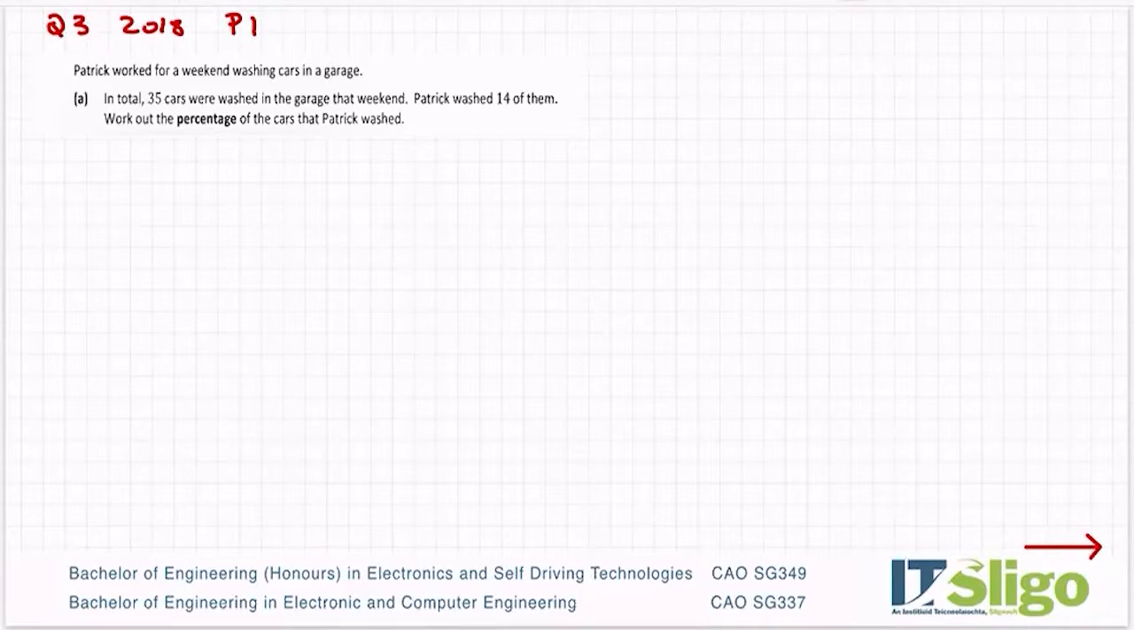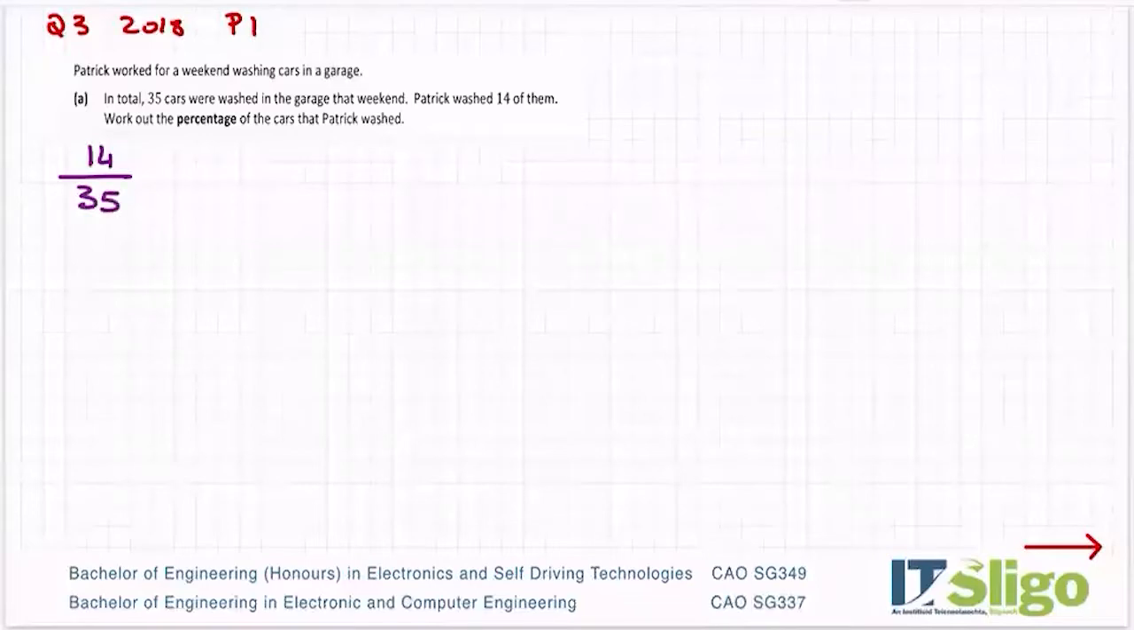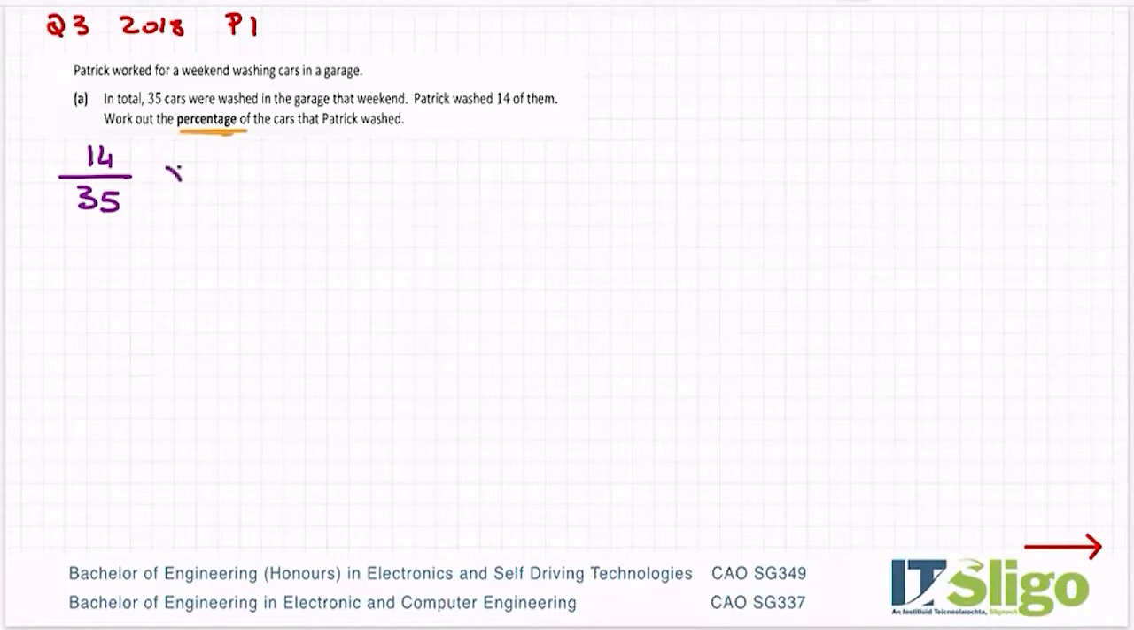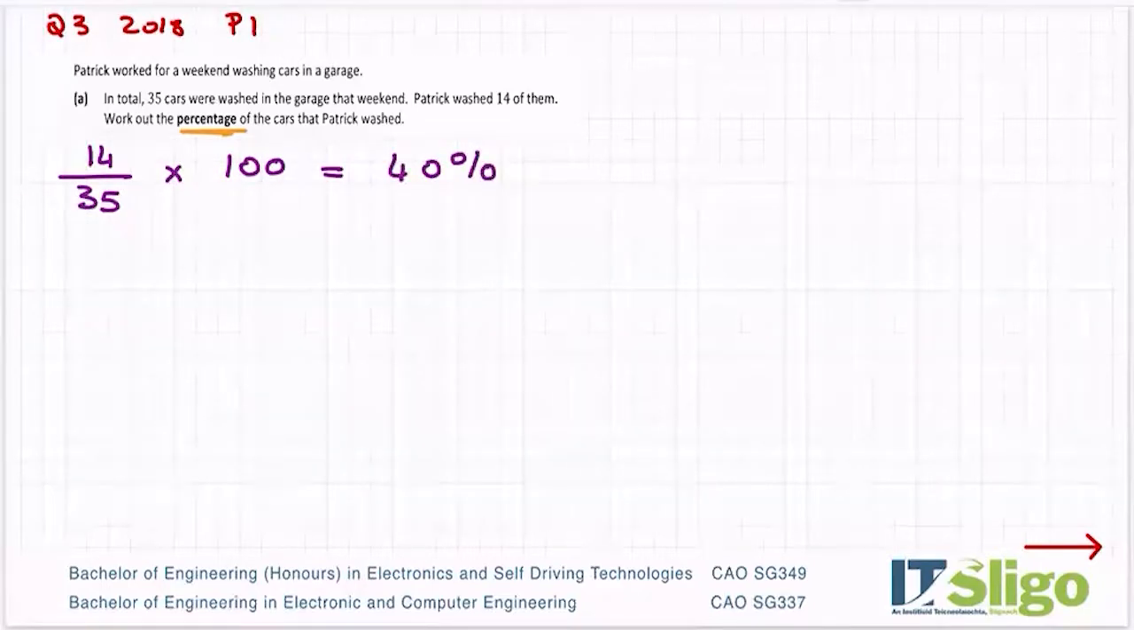Okay, so Patrick washed 14 out of the 35 cars. If I leave it at that, my answer will be a decimal. It's currently a fraction, but they want a percentage. So to convert anything to a percentage, you multiply by 100, or multiply by 100 over 1, whichever way you do that. Putting it over 1 makes no difference. So 14 over 35 multiplied by 100, and I'm getting 40% for that particular one. So Patrick washed 40% of the cars.